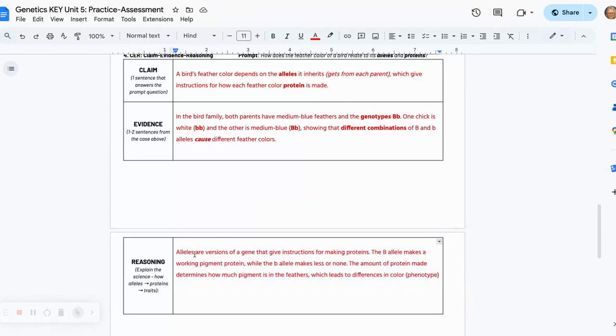So alleles are versions of a gene that give instructions for making proteins. The big B allele makes a working pigment protein, or working color protein, while the little b allele makes less or none.